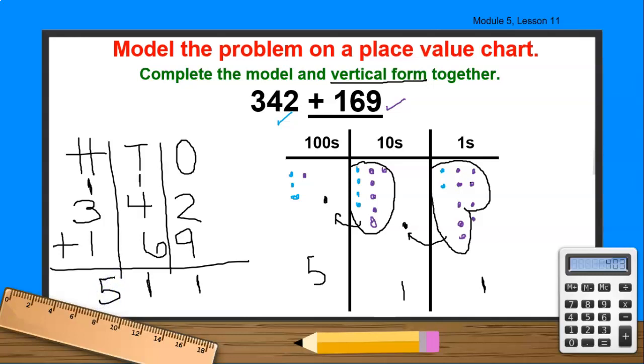This is exactly how you need to solve it to get all the points on your mid module. This place value chart needs to match your vertical form. I bundle, so I show the bundle in the vertical form.